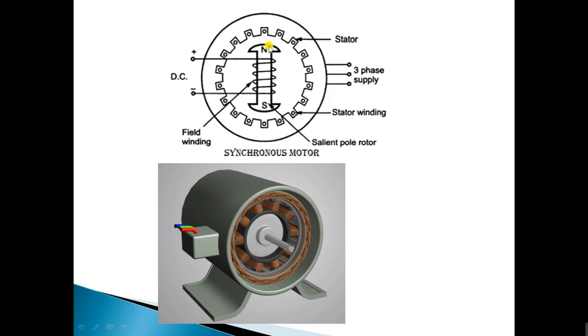So the stator of the synchronous motor produces one magnet, which is rotating in space with the synchronous speed. The synchronous speed of a stator rotating magnetic field depends upon the supply frequency and the number of poles where the stator winding is wound. So we know the formula Ns equal to 120 f by P that we discussed already.